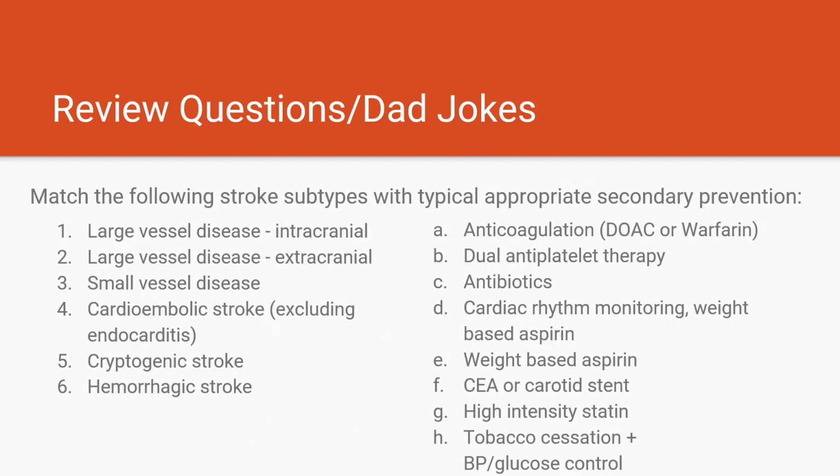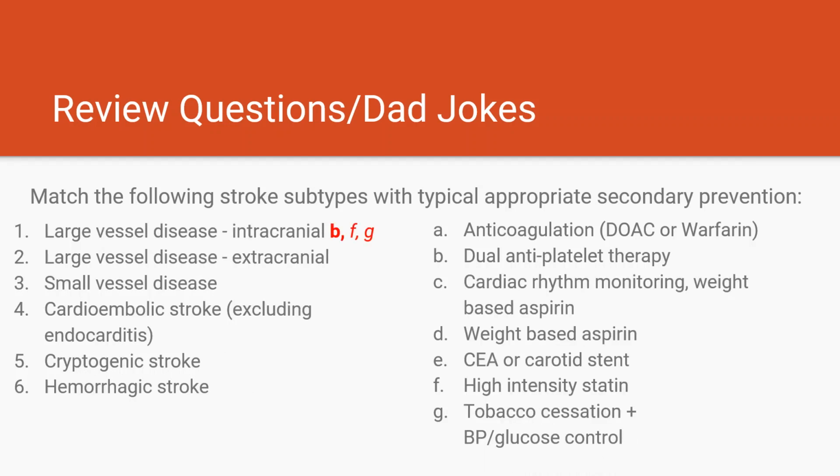Alright, last question. Match the following stroke subtypes with typical appropriate secondary prevention. I'll let you know that some of the options on the right apply to more than one subtype. So maybe pause the video real quick, attempt to match these, and then we'll go through them together. Okay, so let's take these one at a time. For large vessel intracranial disease, we use B, dual antiplatelet therapy, as well as F, high-intensity statin therapy, and G, control of risk factors with tobacco cessation, blood pressure, and glucose control.